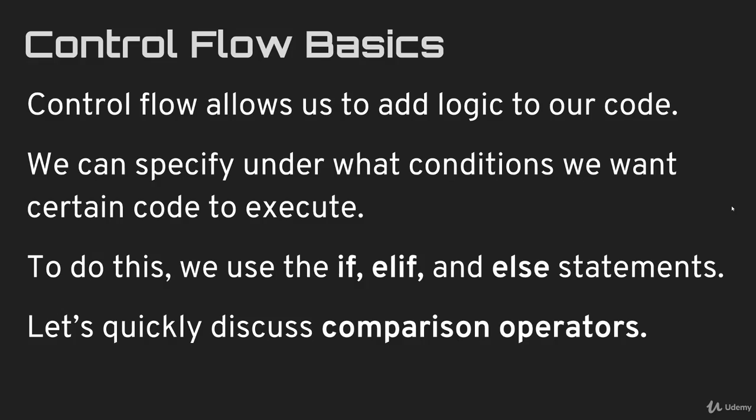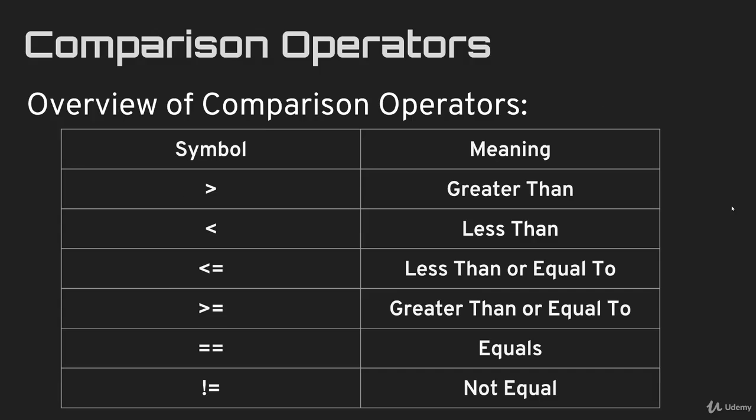Now, in order to show the syntax for these statements, we need to quickly discuss comparison operators. Comparison operators allow us to compare two different objects. Typically, for these examples, we'll be using them with numbers, but you can use them with a variety of data types. Here we can see the symbols as well as their associated meaning. These should be pretty straightforward. Things like greater than or equal to, less than or equal to, and then if you want to check if two objects are equal to each other, you can use two equal signs for equality, and then an exclamation mark and an equal sign for not being equal.